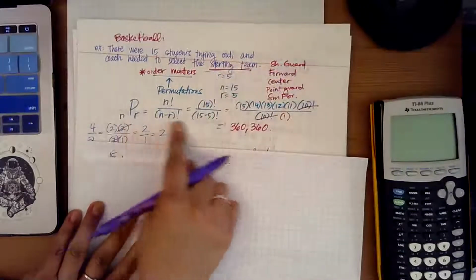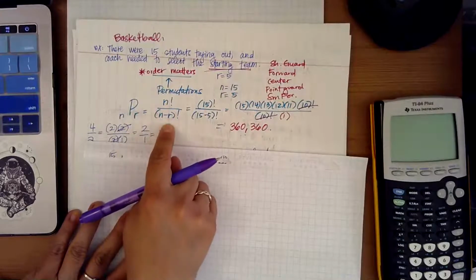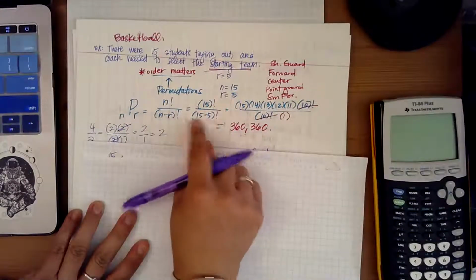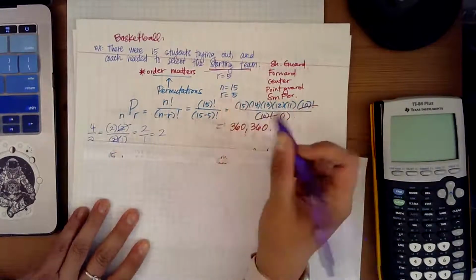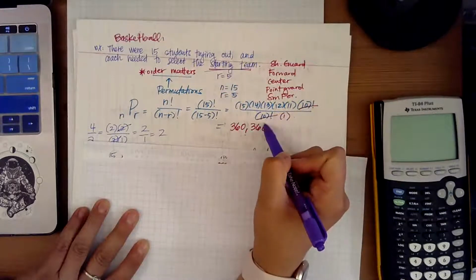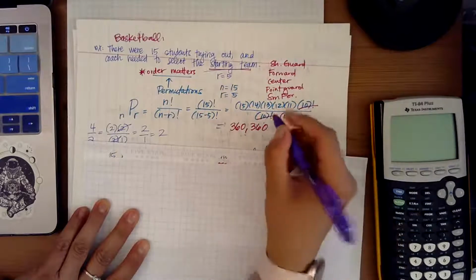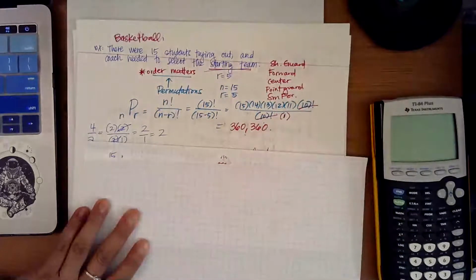So plug in my formula. Remember, permutations is only n factorial divided by n minus r factorial. So 15 factorial divided by 15 minus 5 factorial is equal to, right here, notice, 15, 14, 13, 12, 11, 10 factorial divided by 10 factorial. These cancel out, but notice that whenever I have this, I am left with a 1. That's my identity element of multiplication.